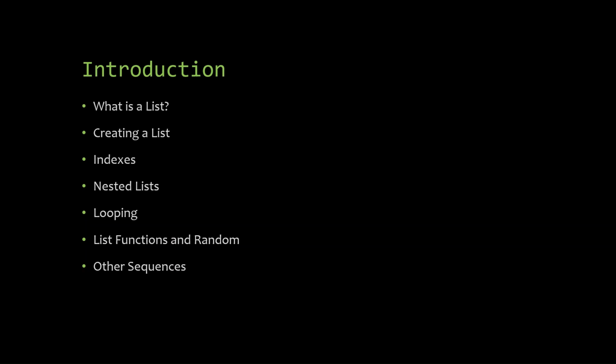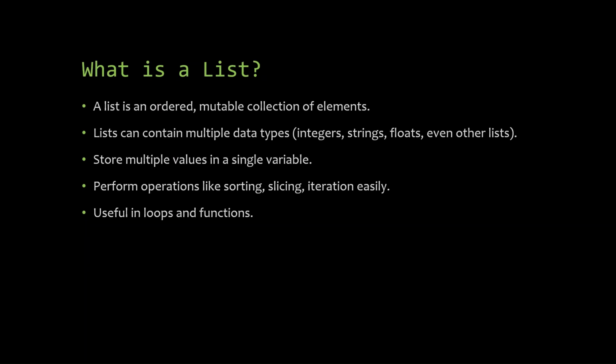And then we'll talk about some other sequences. As you can see, a list is an ordered mutable collection of elements. Now that's a lot of words, but basically it means we're going to take data and put it in a particular order, and mutable means that we can change it. So we can put different types of data inside of a list.